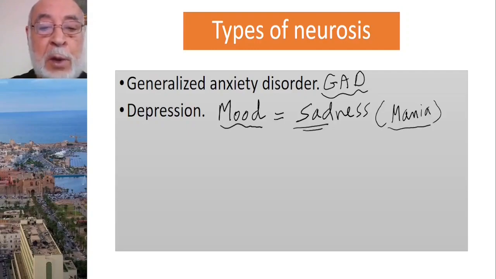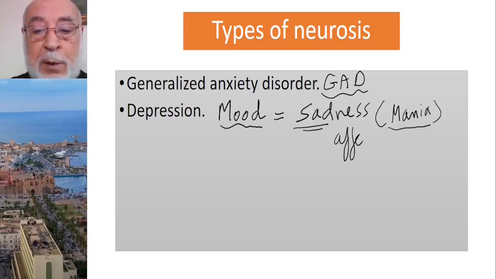Although some people they don't classify depression and mania as a type of neurosis. They call it affective psychosis.